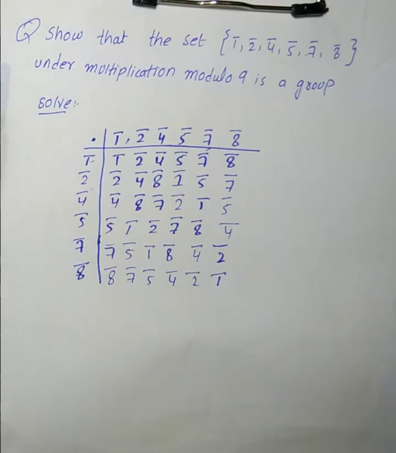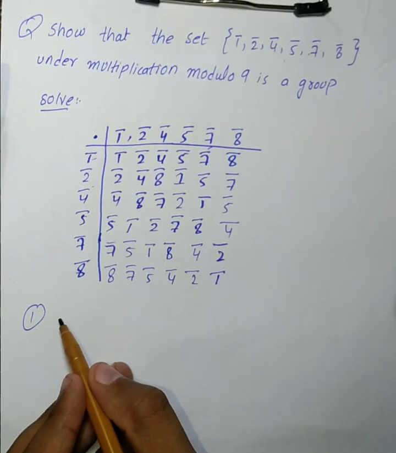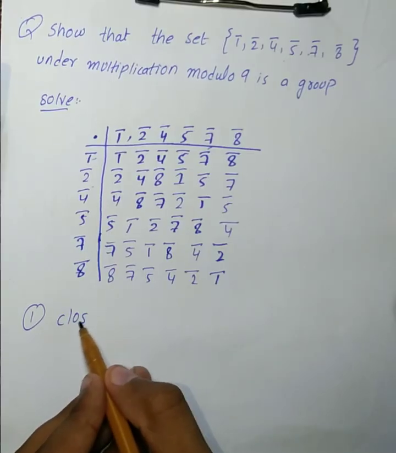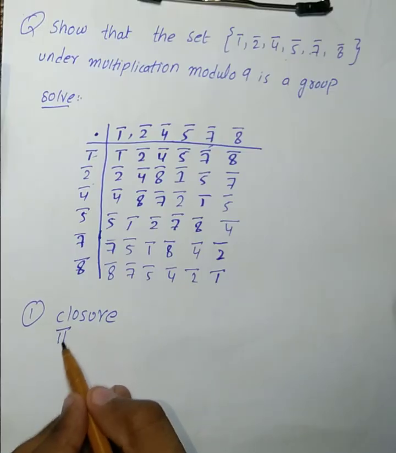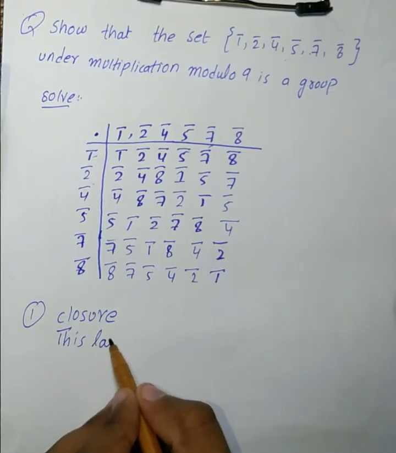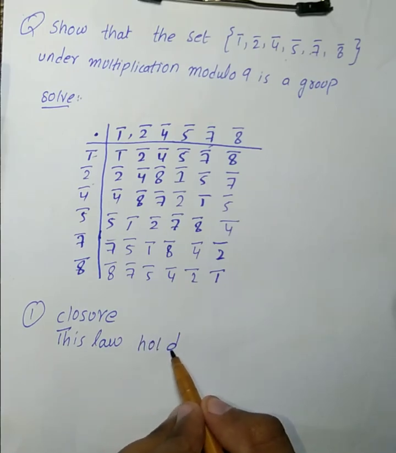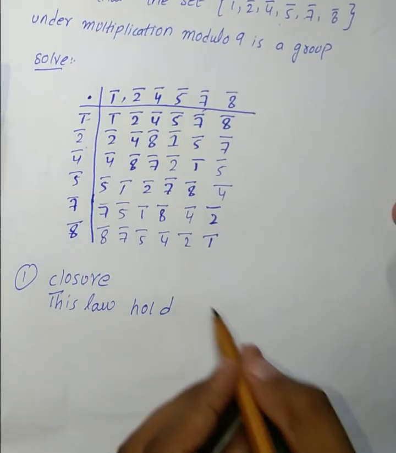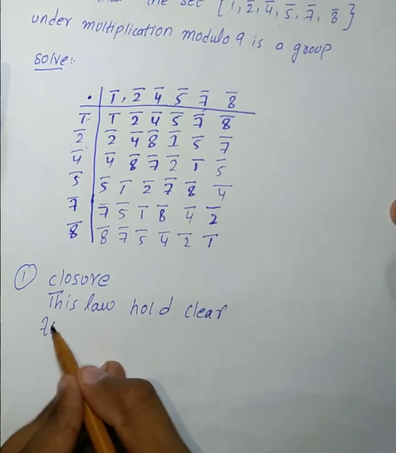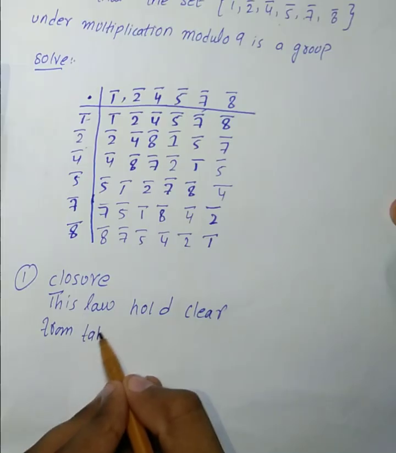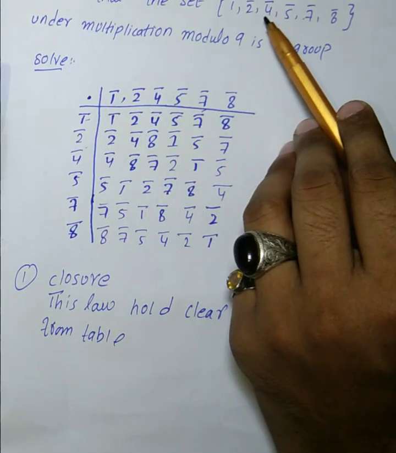So the first is to prove the closure law for the group property. The statement is this law holds clearly from the table, because all the multiplied elements satisfy this group.